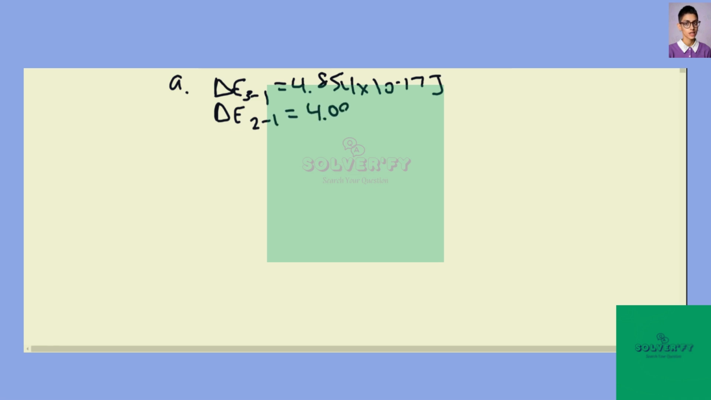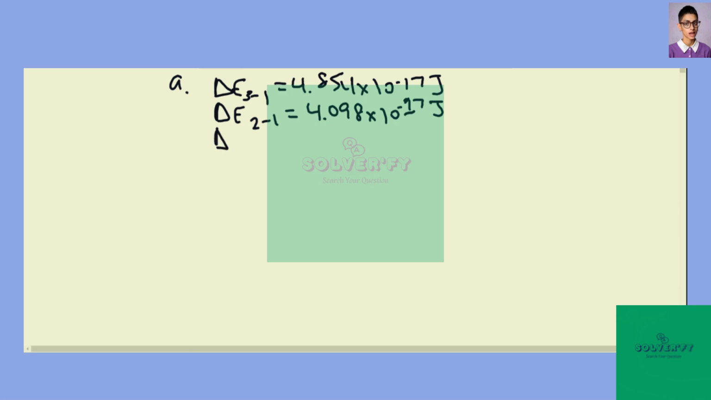Okay, so for part A, we want the transition from 3 to 2. So we know the change in energy from 3 to 1 is 4.854 times 10 to the minus 17 joules. And we know the change in energy from 2 to 1 is 4.098 times 10 to the minus 17 joules. So it's the 1.